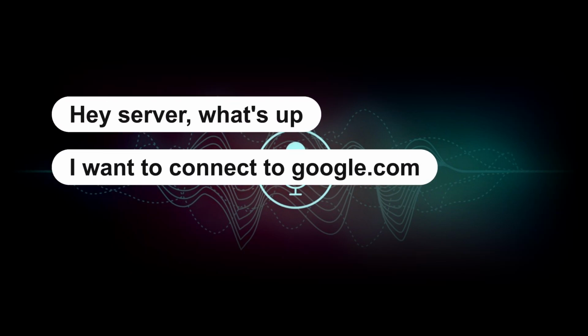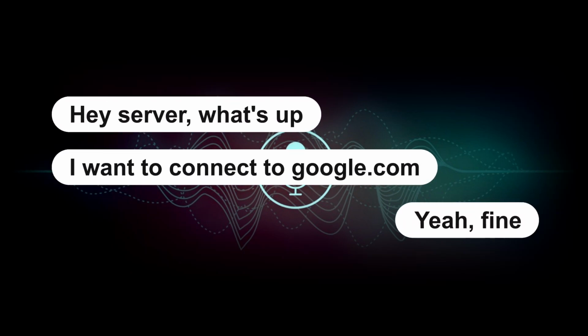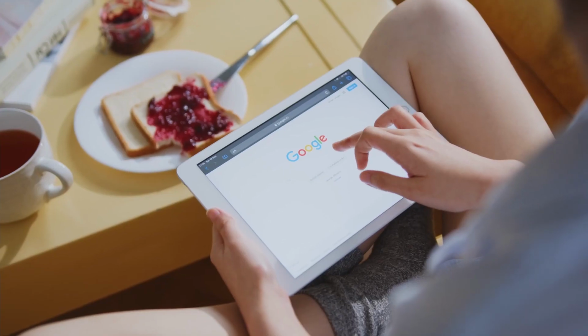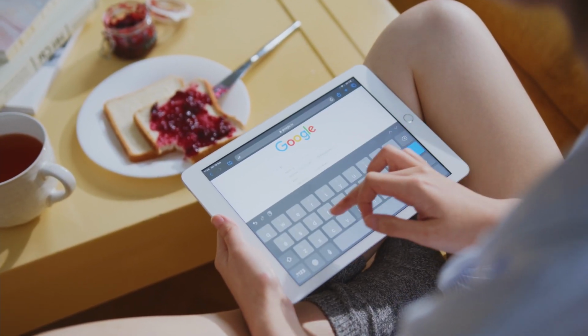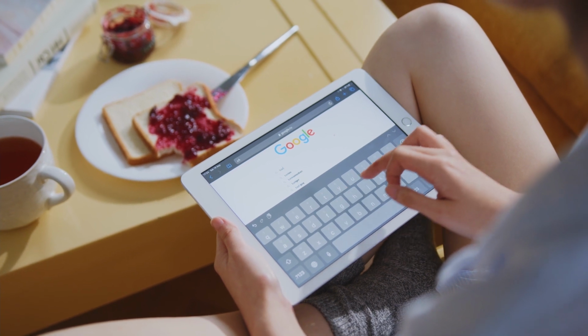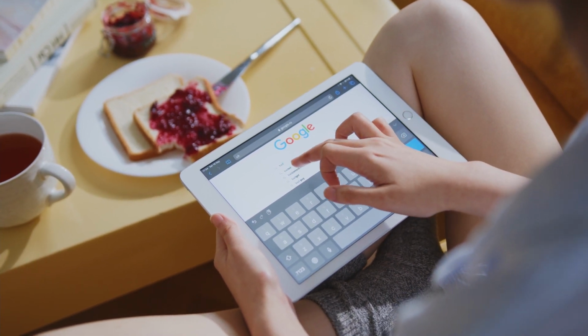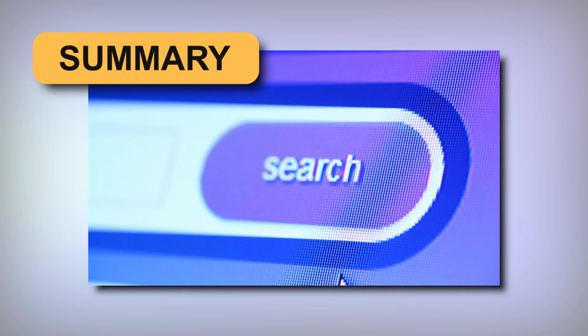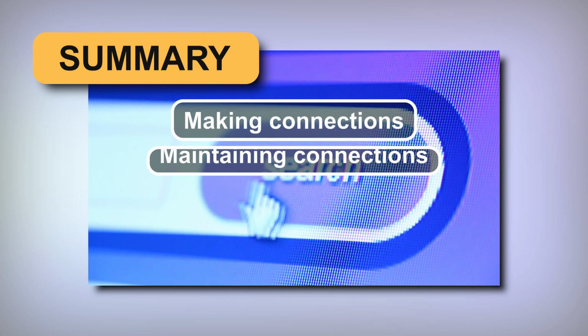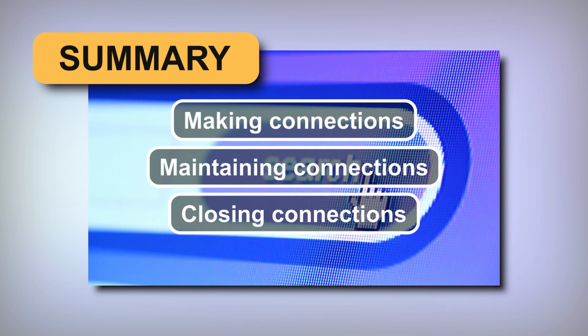"I want to connect to google.com." "Yeah, fine," the server says. Congratulations, you've now established a connection with Google server and can now make a GET request to get the page. To summarize, the layer is utilized for making connections, maintaining connections, closing connections.